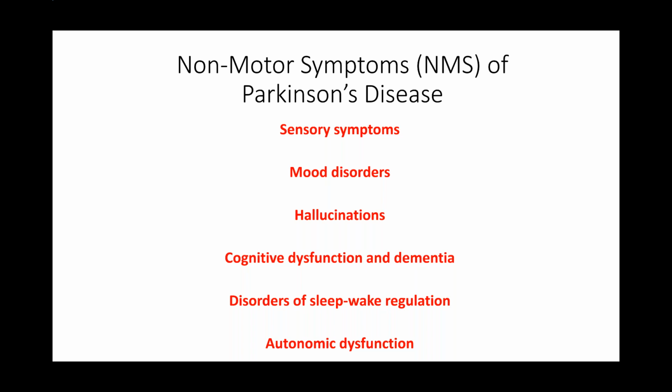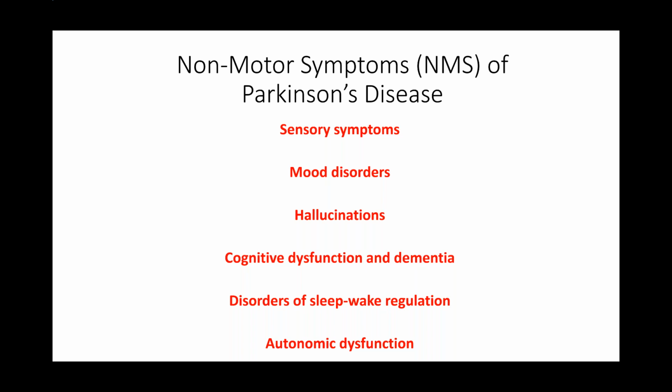They include sensory symptoms like numbness and pain and cramping, mood disorders like anxiety and depression and apathy, hallucinations, which are often visual, and how we describe them as well-formed or very lifelike hallucinations, although sometimes people just get a sense of someone walking behind them or someone in the room with them. Cognitive dysfunction and dementia, so problems with thinking and memory, are seen in Parkinson's in some people.